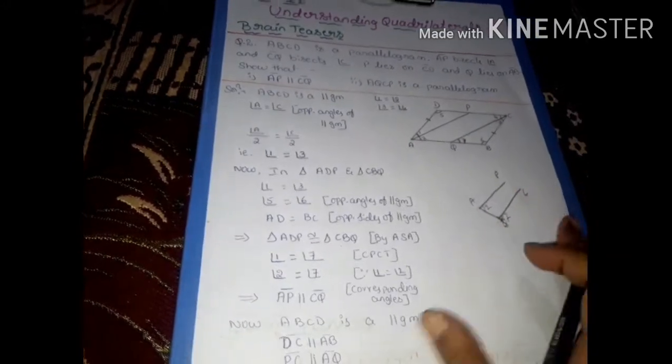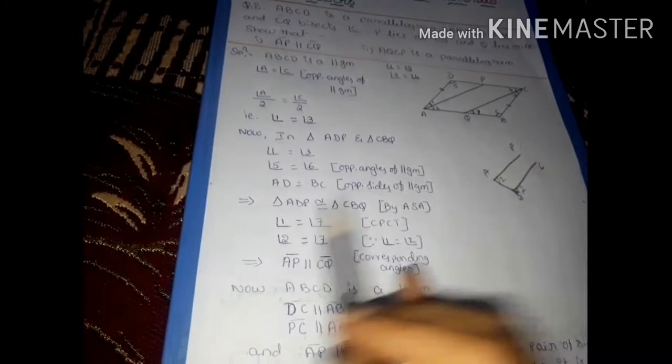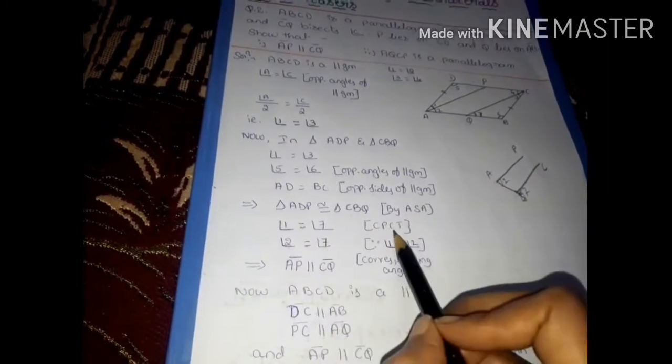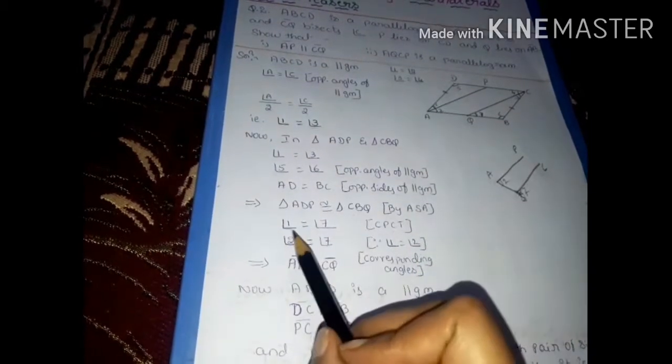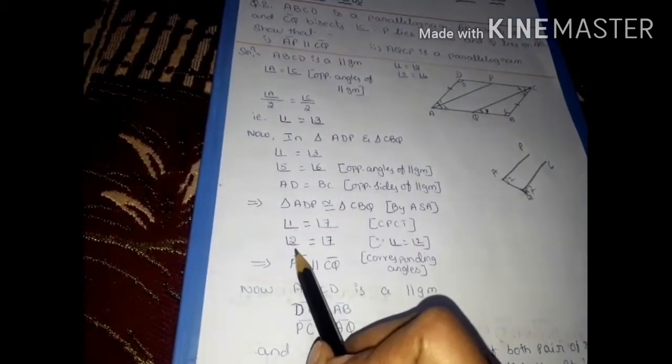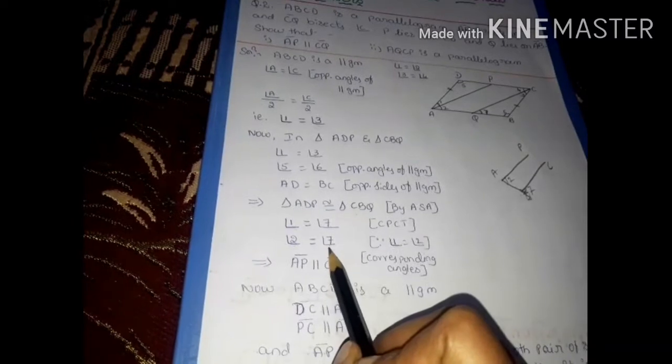This property we studied in the parallel lines chapter. Here angle 1 equal to angle 7 we proved by CPCT. Angle 1 is equal to angle 2, so instead of angle 1 we have written angle 2. Angle 2 equal to angle 7.